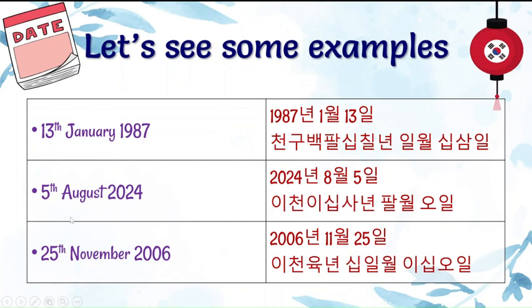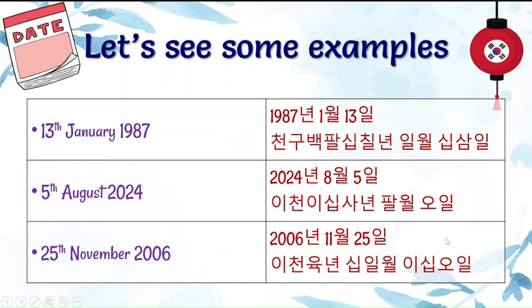Fine. Next is 5th August 2024. So in Korean it is going to be 2024년 8월 5일. Okay, 2024 in Korean is 2024, 8 is 8 and 5 is O. Next is 25th November 2006. In Korean, you are going to say this as 2006년 11월 25일. Okay, now you are getting this. This is how you say and write date in Korean.